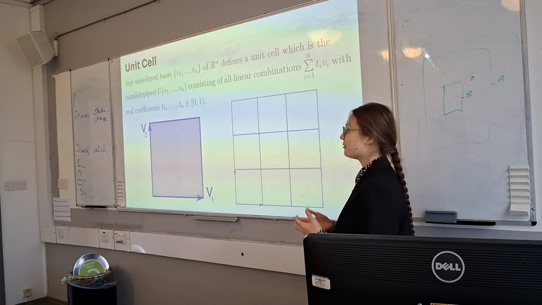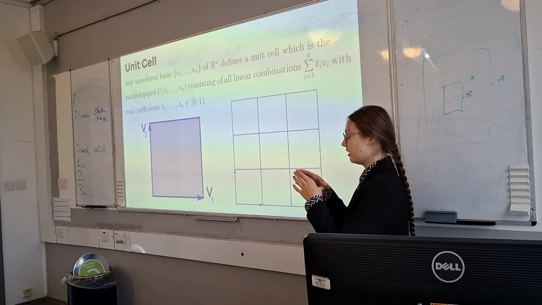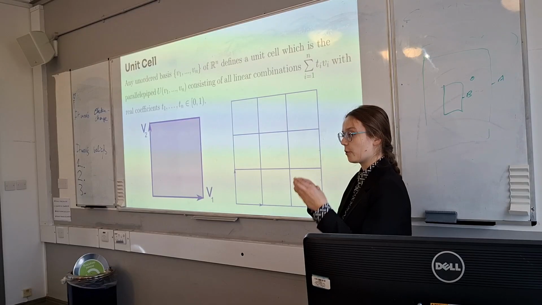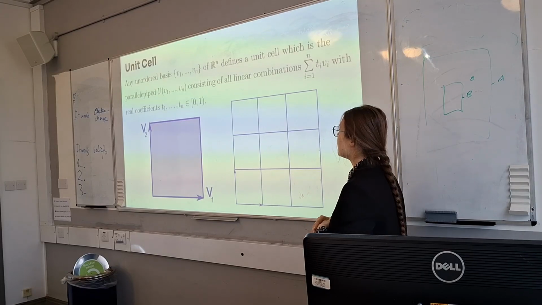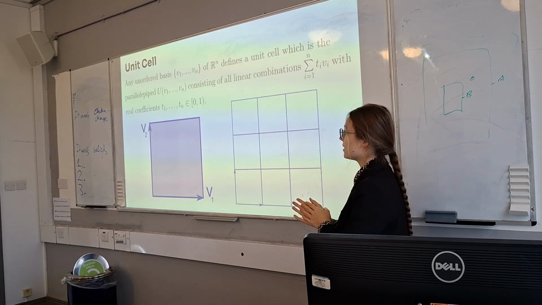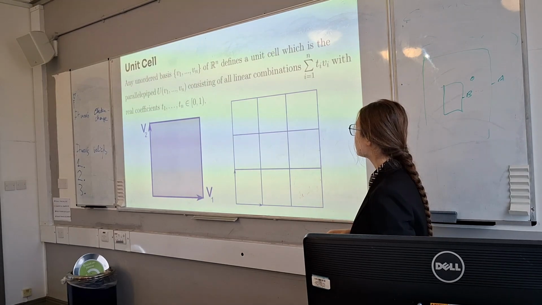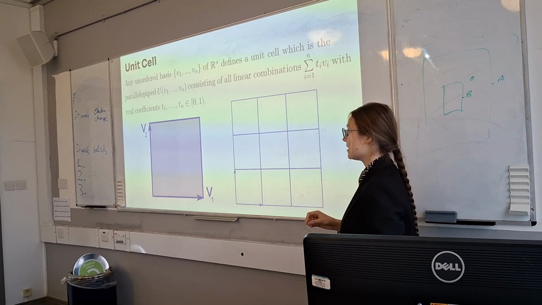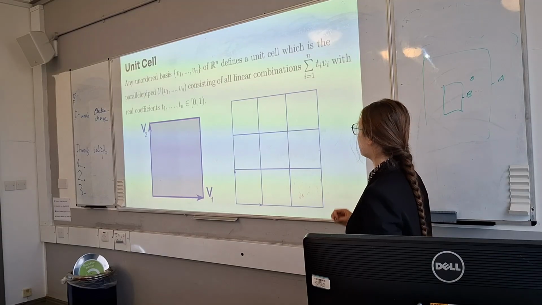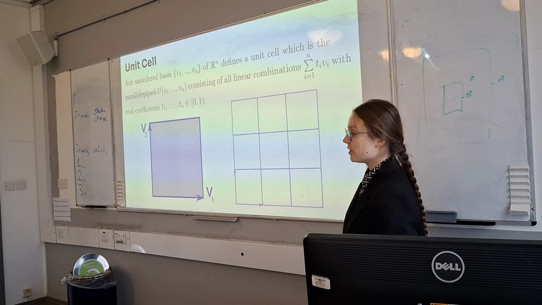It's hard to define something infinite, so we're going to look at something small that we're going to repeat infinitely. And to do that, we're going to use a unit cell. So any ordered basis of R^n defines a unit cell, which is the parallelepiped consisting of all linear combinations with real coefficients from 0 to 1.